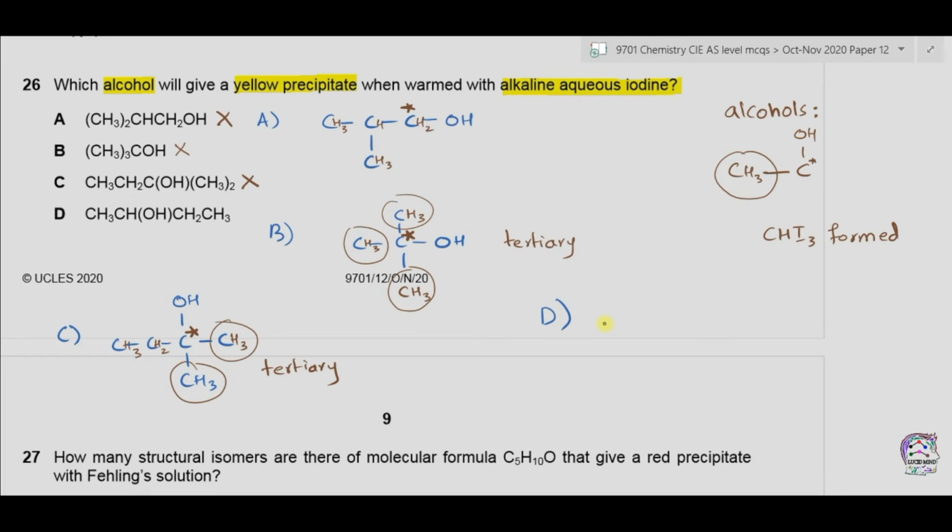Moving towards D. We have 4 carbon atoms in the long chain and the OH group is attached to the second carbon. Putting in hydrogens. As we can see, OH is attached to this carbon, which is directly attached to one of the methyl groups, and it is a secondary alcohol, so it will oxidize to a ketone. And a ketone having a methyl group directly attached to the carbonyl carbon gives a positive result with alkaline aqueous iodine. So D could be the correct option. Therefore the answer is D.